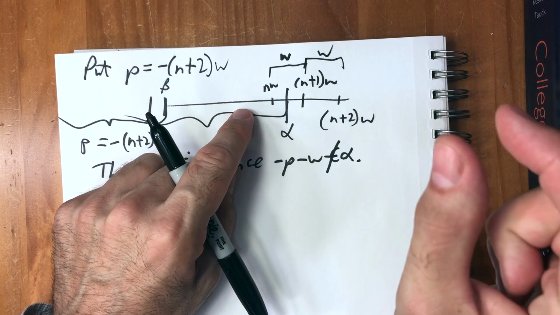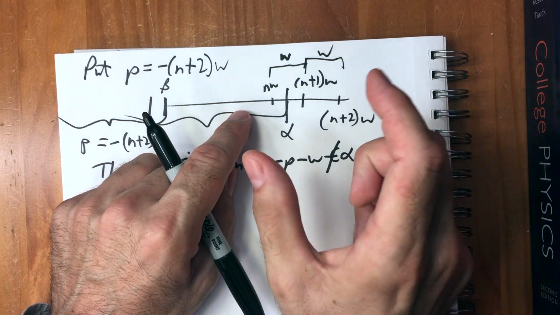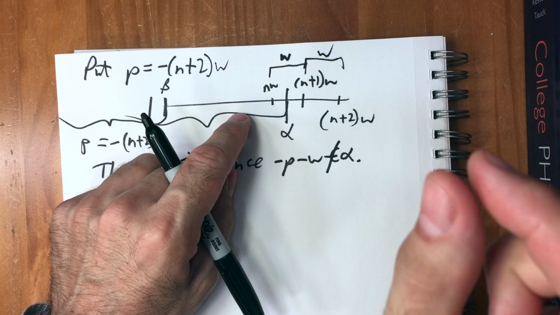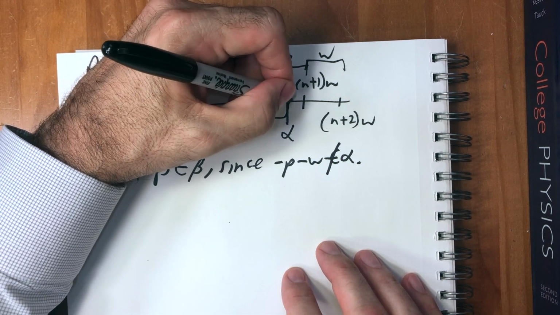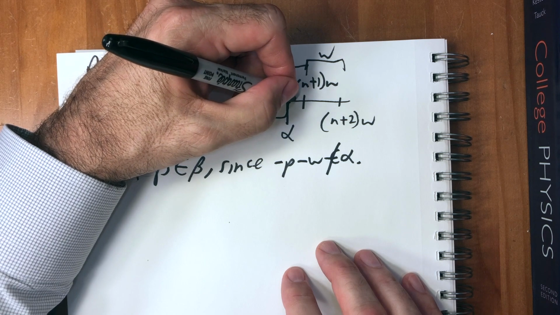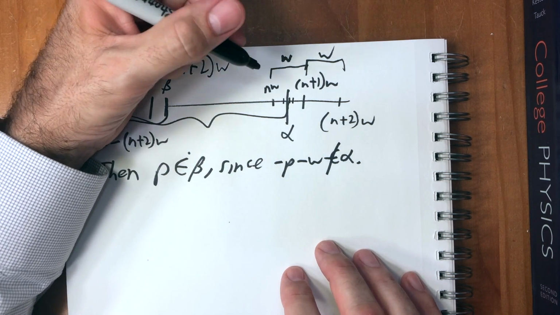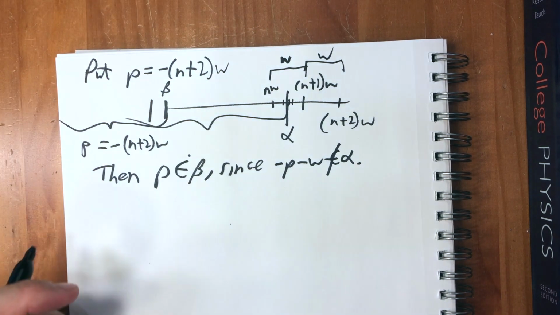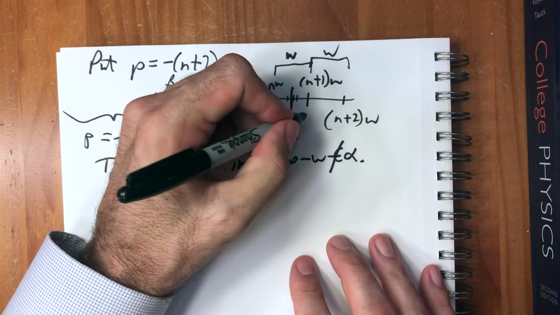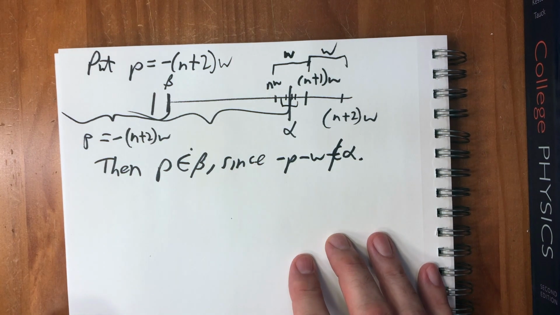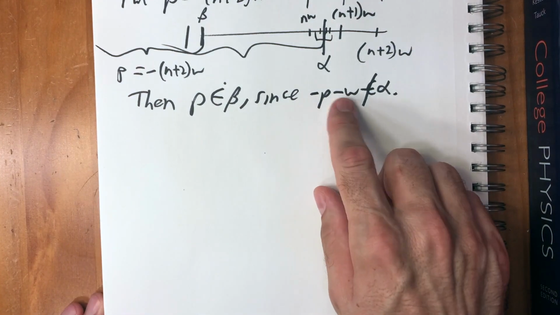So W can be arbitrarily small or arbitrarily big. But W might be very, very close to 0. So that NW would be here, N plus 1W there, and N plus 2W there. So no matter what W is, it might be very close. We still have this arrangement. But that doesn't tell us where we got the minus P minus W.